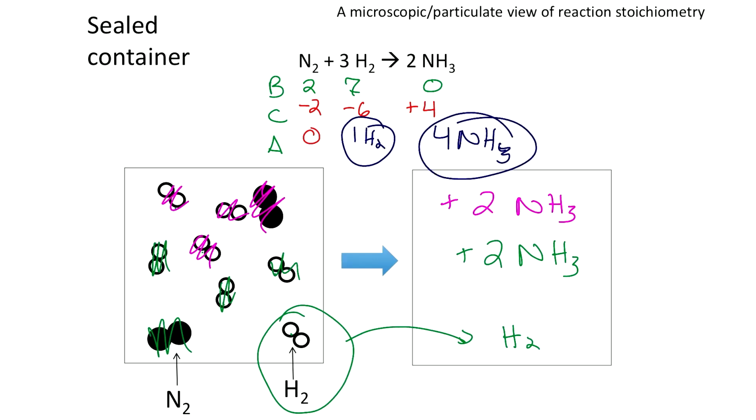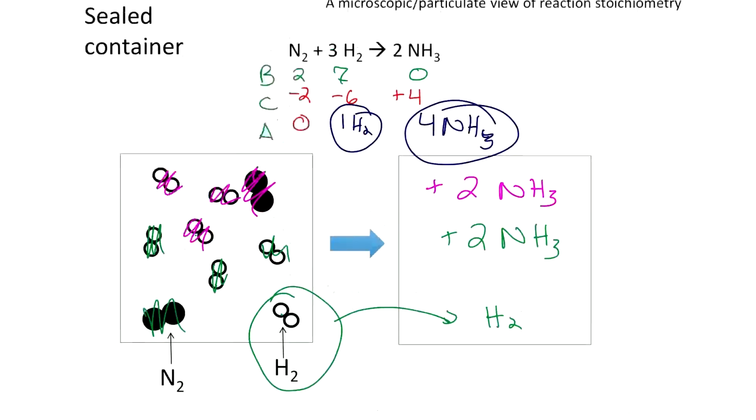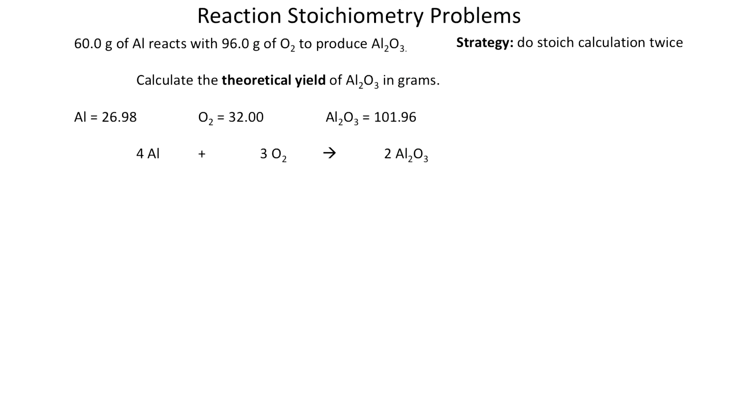So again, the BCA table is very powerful to give us a comprehensive view of what's going on. But you don't always need to do a BCA table, and I'll show you an example right here. We will do a full-fledged chemical reaction and determine the limiting reactant.